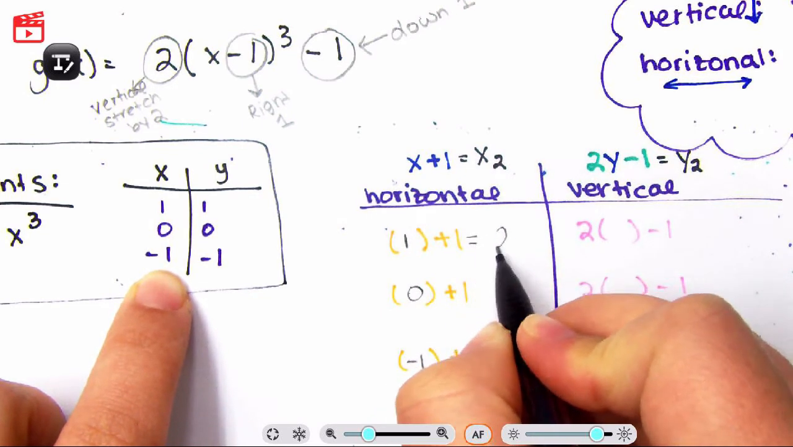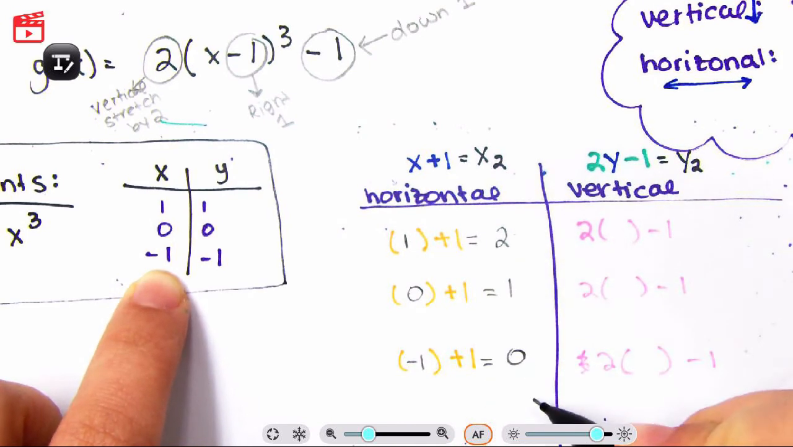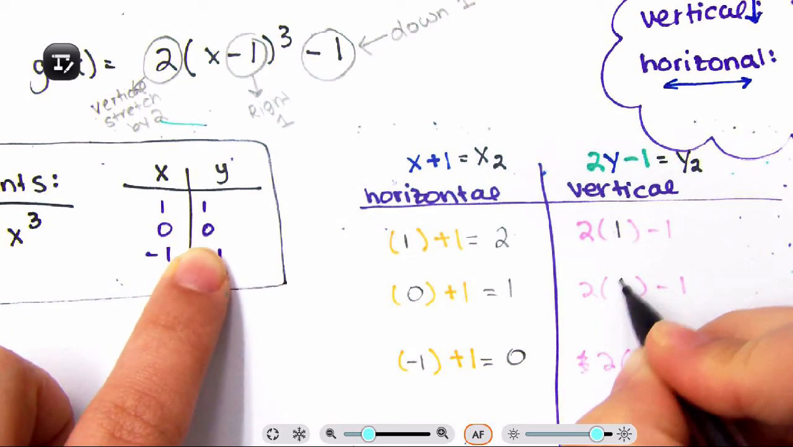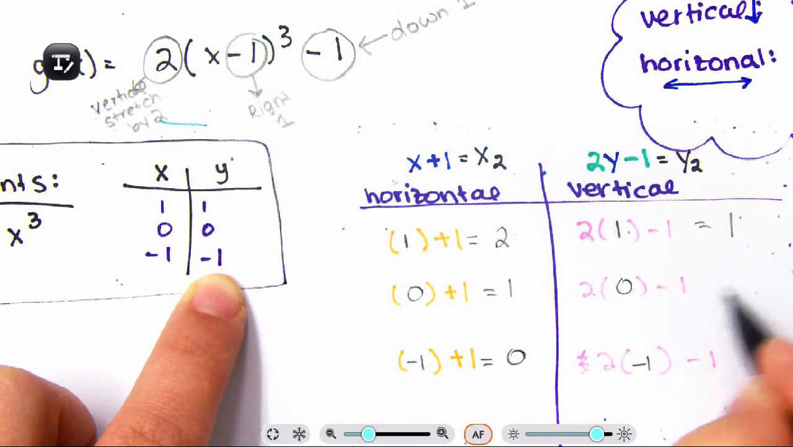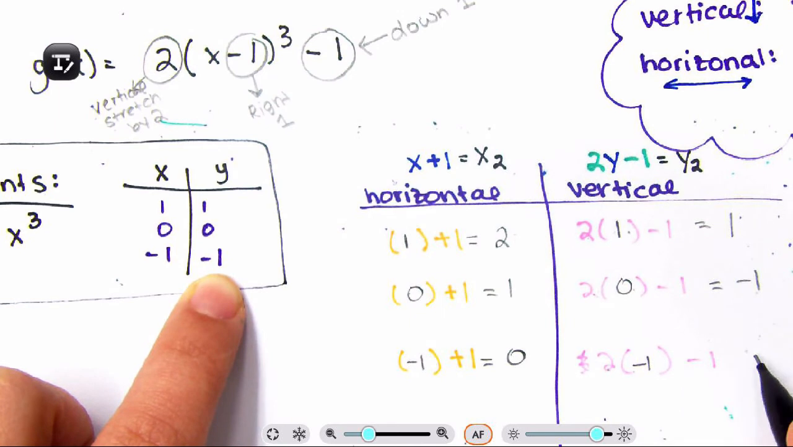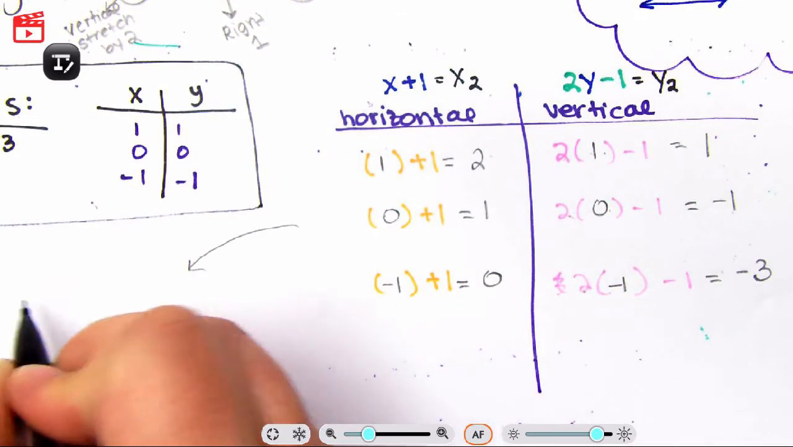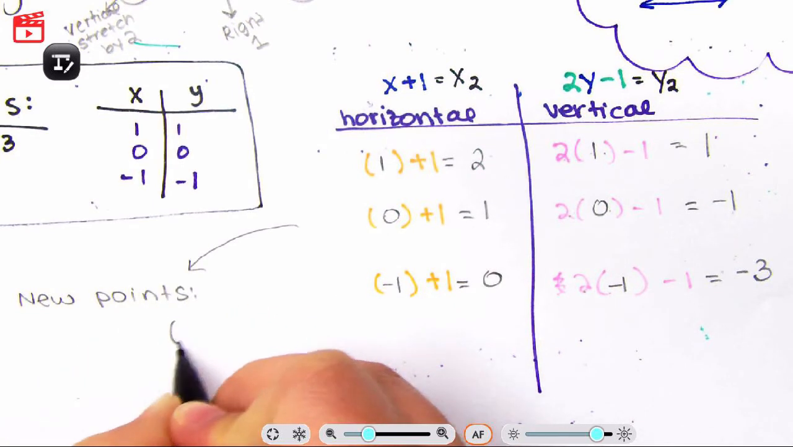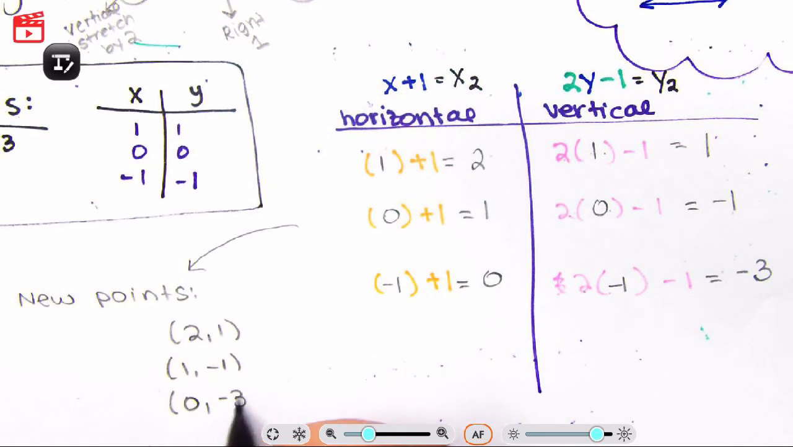So 1 plus 1 is 2, 0 plus 1 is 1, -1 plus 1 is 0. These are my new x values after the transformation. Let's do the same thing for y's. Here's 1, 0, and -1. 2 times 1 is 2, minus 1 is 1. 2 times 0 is 0, minus 1 is -1. 2 times -1, that's -2, minus 1, that's -3. Here are my new y's. So now we're going to take these points. So the new points are (2, 1), (1, -1), and (0, -3).